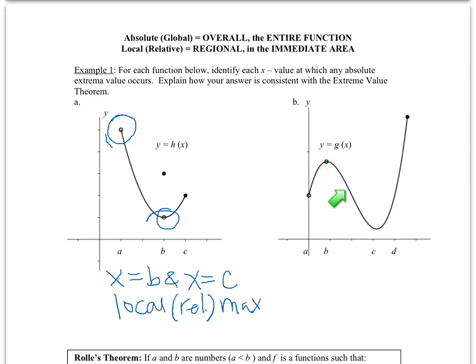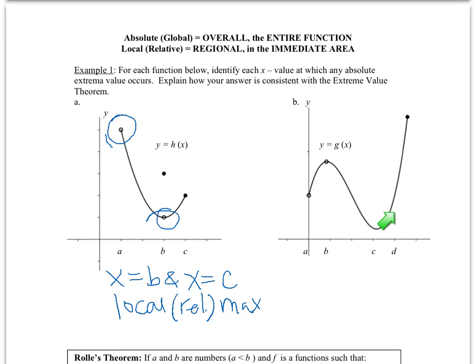Keep on moving. And now we come down to a minimum at C. Not only is this a local minimum, there's nothing lower in the immediate region, but if you look on the y-axis, there is no other point on the graph that's lower than this. So C is also going to be an absolute minimum.